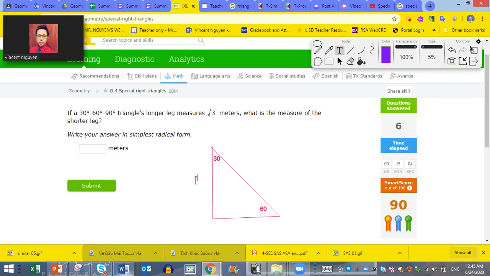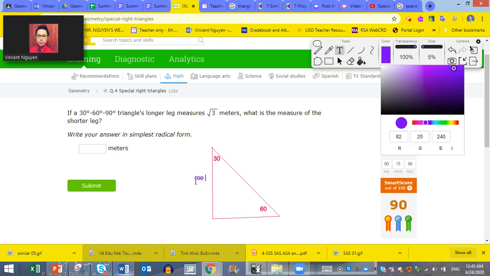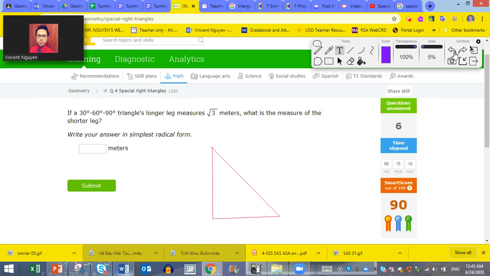This one is root 3. Root 3 is the long leg. Oops, I can't type. Let me retype this. So the long leg is root 3. So I type 3.